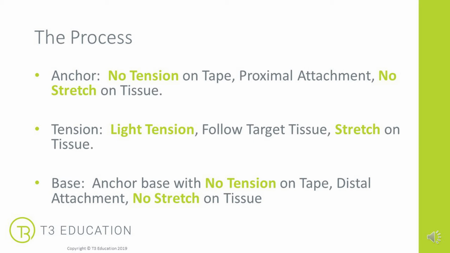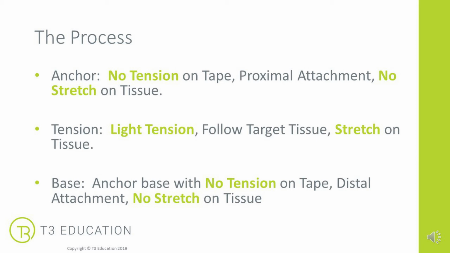So in that case, we are going to anchor at the proximal attachment, so towards the midline of the body. Again, that anchor has no tension on the tape, no stretch on the target tissue. Just lay that first inch down and rub it well to make sure that it sticks. Then we're going to ask our clients to stretch the target tissue. We're going to apply a light stretch or tension to the tape, and then we're going to lay that tape down with the light stretch onto the target tissue, rubbing it well to make sure that it sticks.